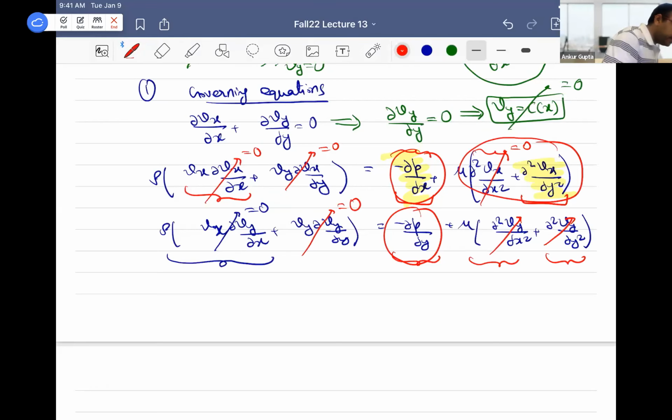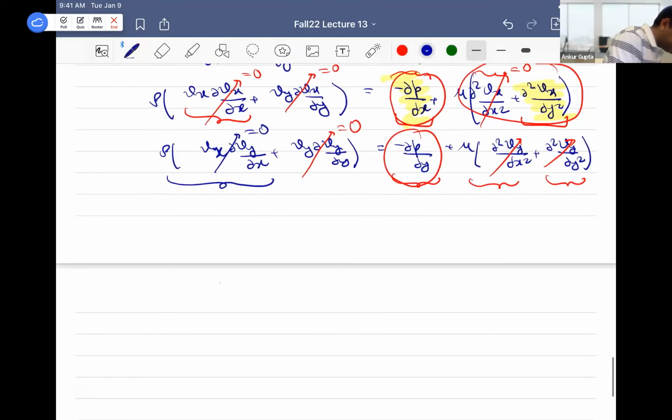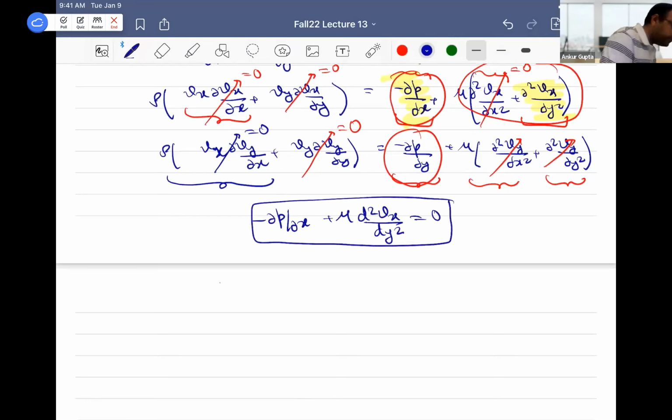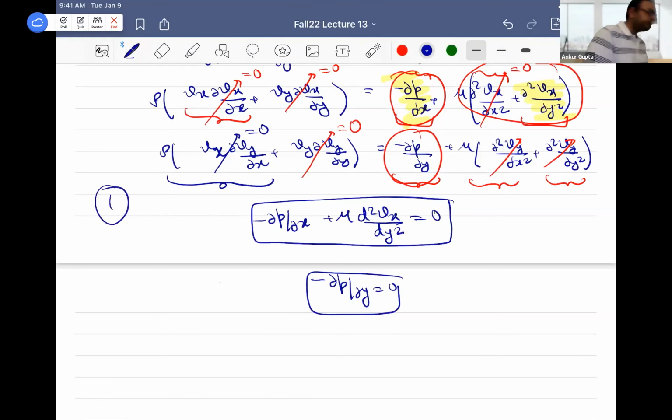All right. So I get minus del P by del X is equal to mu del square Vx by del Y square. And I hope you will allow me this liberty to write this as d square Vx by dy square because Vx is only a function of y. So I have gone from del to d, and I have said minus del P by del Y is equal to 0. So these are my governing equations. Any questions on these governing equations?